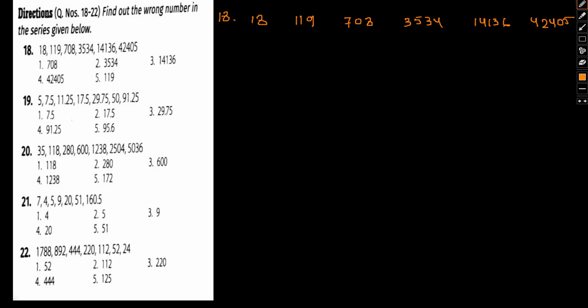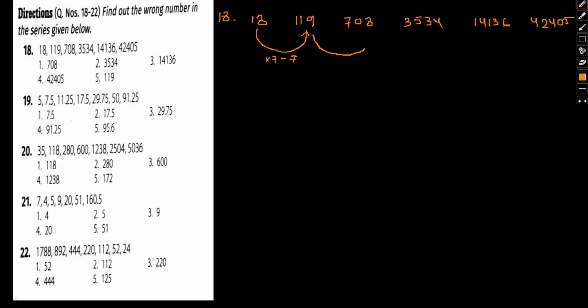Let's focus on 18 to 119. How can we get 119 from 18? 18 times 7 is 126, and 126 minus 7 is 119. So from here to here, we can do 18 into 7 minus 7, and we can attain 119.